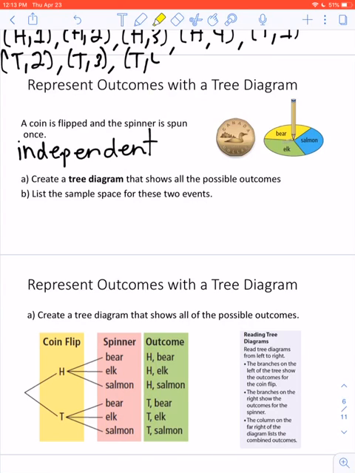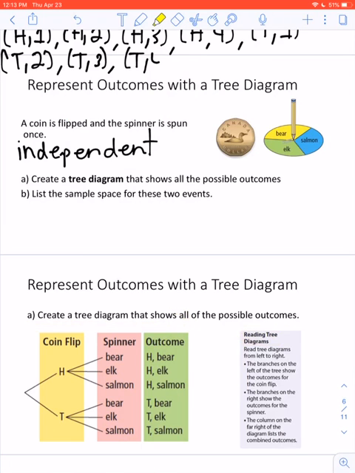So taking a look at this information right here, reading tree diagrams. It says read tree diagrams from left to right. So that's what we did. We started here and we went this way. The branches on the left of the tree show the outcomes for the coin flip. The branches on the right show the outcomes for the spinner. The column on the far right lists the combined outcomes. So technically that's how we figure out our sample space.